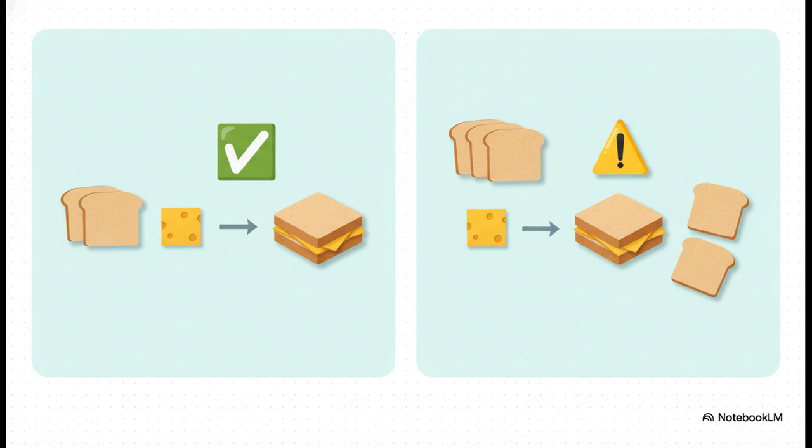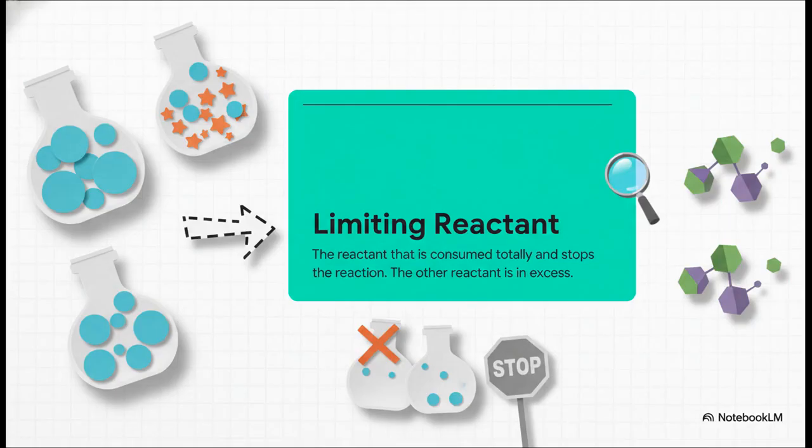But what if you have 20 slices of bread and only 5 slices of cheese? That's a non-stoichiometric mixture. You're definitely going to run out of cheese first. So that ingredient you run out of first, in our case, the cheese, has a special name. It's the limiting reactant. And this is a super important idea, because the limiting reactant is the boss. It's the thing that decides how much product you can possibly make. Once it's gone, the reaction grinds to a halt, no matter how much bread you have left over.